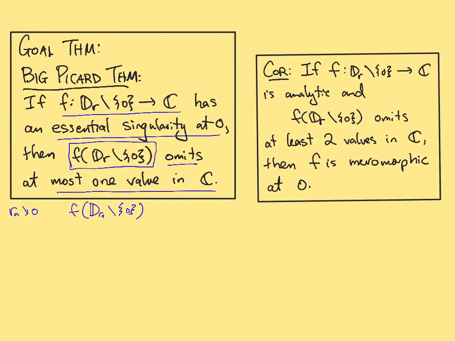And the contrapositive gives an interesting characterization of having a pole or being meromorphic. So if f is analytic on a punctured disk and its image omits at least two values in the complex plane, then f has to be meromorphic at 0. So this kind of theorem just blows our earlier theorems out of the water, but it takes a lot of work to prove the big Picard theorem, and there are several different proofs, and I hope that we will get to at least one of them.